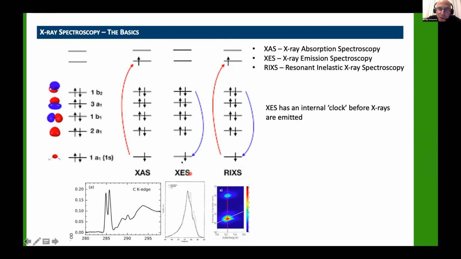One thing to note, though, is that X-ray emission spectroscopy is not instantaneous. X-ray absorption or RIXS happen more or less within something like 20 attoseconds, and no movement can take place. In X-ray emission spectroscopy, after you ionize the water molecule, you have a state which exists for something like 7 femtoseconds on average. That's not a lot of time, but it's enough time for a water molecule to move, so you can start seeing those sorts of effects. We'll get into that in a second.